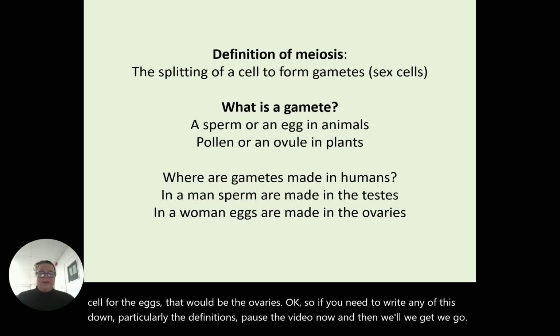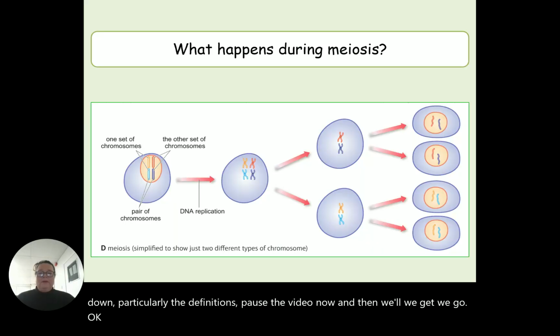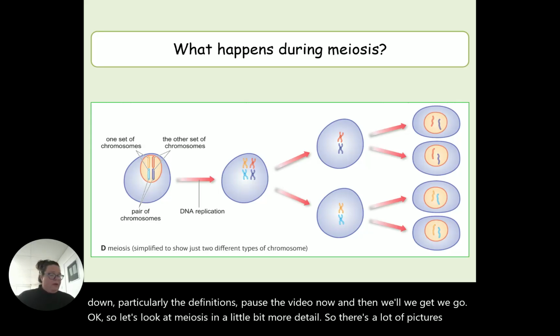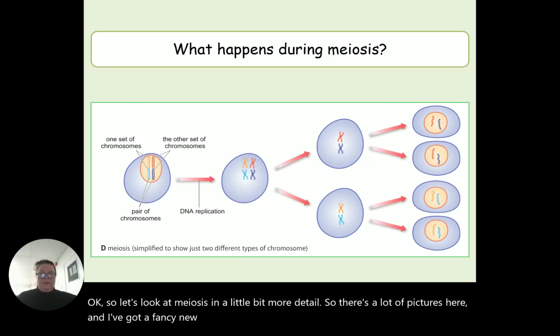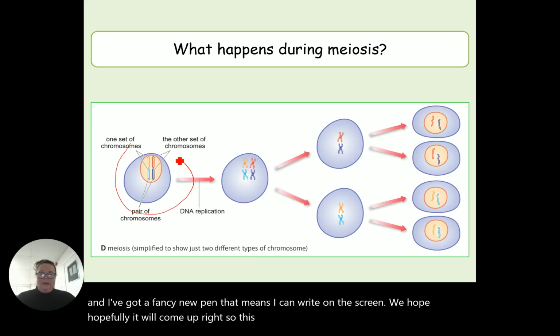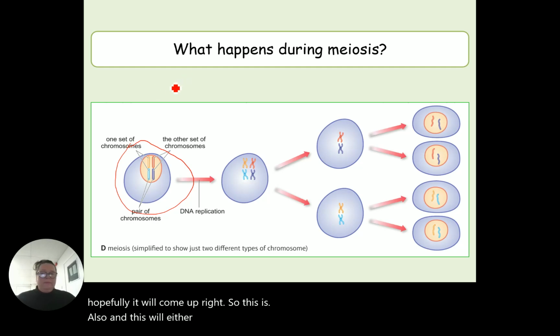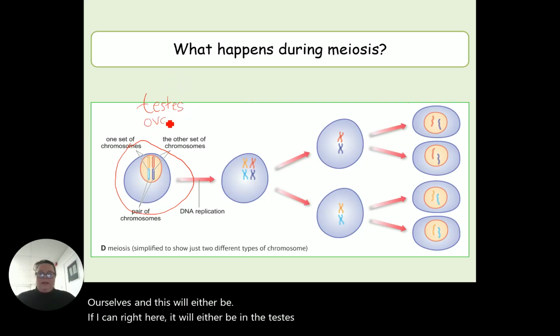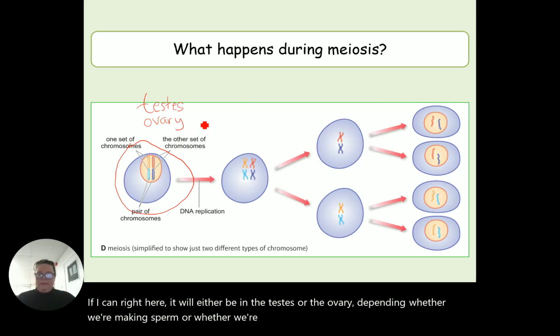Okay, so let's look at meiosis in a little bit more detail. So there's a lot of pictures here, and I've got a fancy new pen. That means I can write on the screen, we hope. Hopefully it will come up. Right, so this is our cell, and this will either be in the testes or the ovary, depending whether we're making sperm or whether we're making eggs.